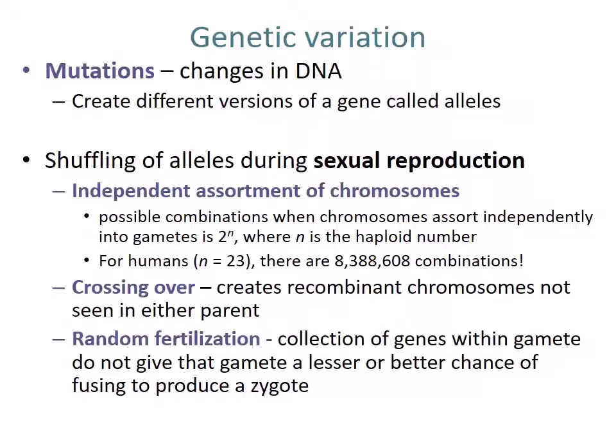And then we can have random fertilization, which basically says the collection of genes within a gamete doesn't give that gamete any better chance of fusing with another gamete to produce a zygote. And not all species truly have random fertilization. Sometimes some sperm are more likely to fertilize the egg than others, but that's a little more complicated than we're going to get into at this point.